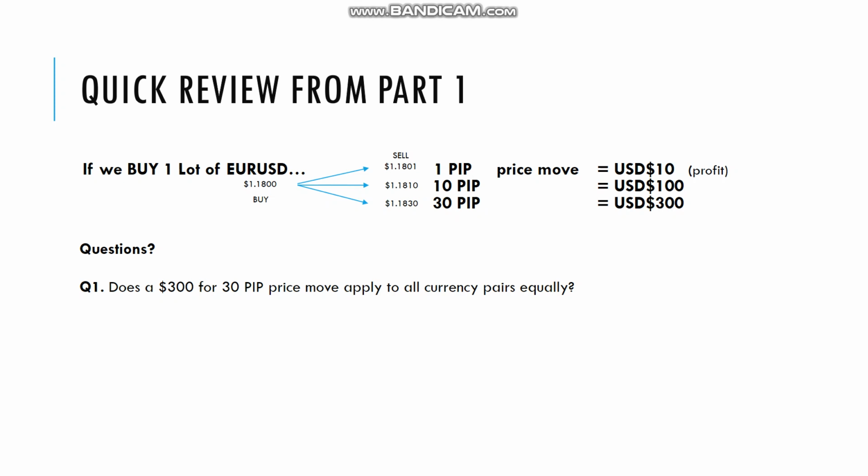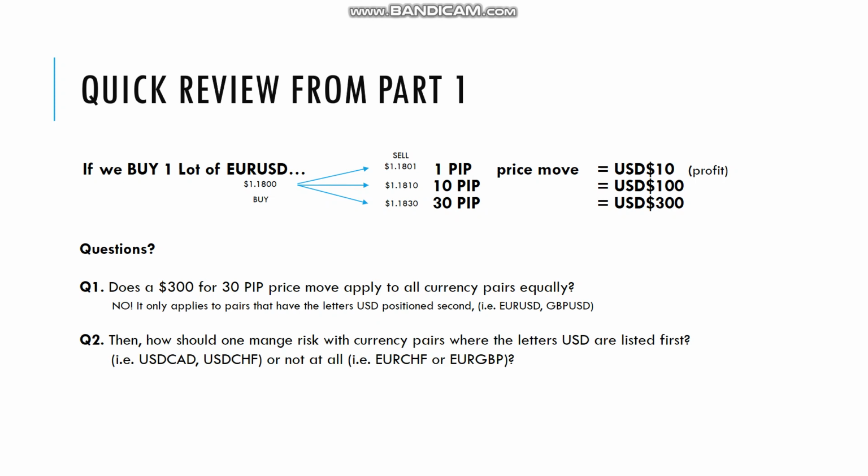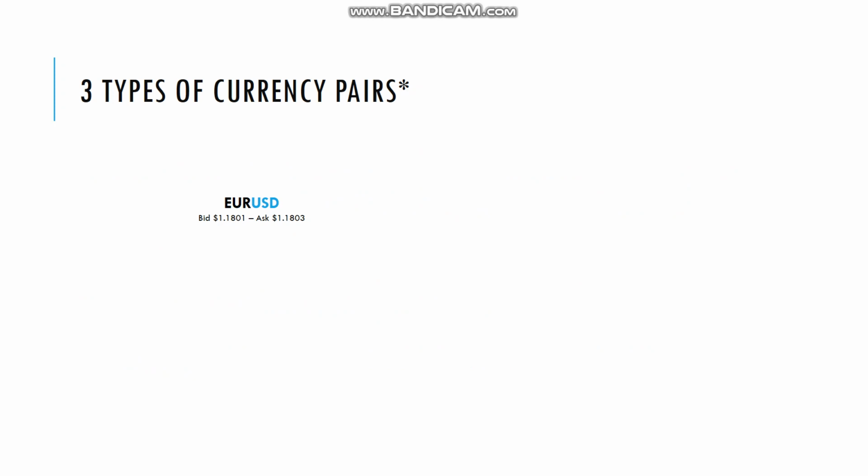Question number 1. Does this 300 for 30 pip price move apply to all the currency pairs equally? The answer is no. It only applies to pairs that have the letters USD positioned second, for example, euro-dollar or sterling-dollar. Question number 2. How should one manage risk with the other pairs, where the letters USD are listed first, such as dollar CAD, dollar Swiss, etc., or not at all, for example, euro Swiss or euro sterling? To answer these questions, let's categorize the 12 major pairs that RagingFX currently monitors into 3 types.